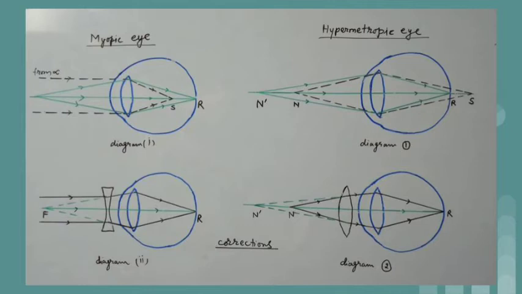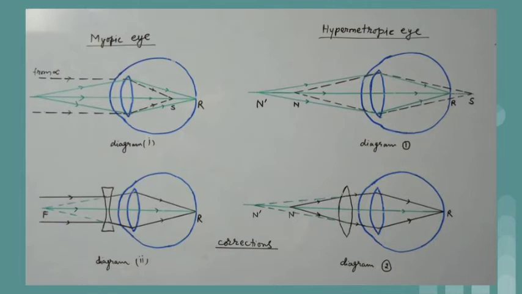Hypermetropic eye focuses the light from the near point beyond the retina, that you can see in the first diagram. The cause of this defect may be the small size of the eyeball or the longer focal length of the lens in a fully relaxed eye.